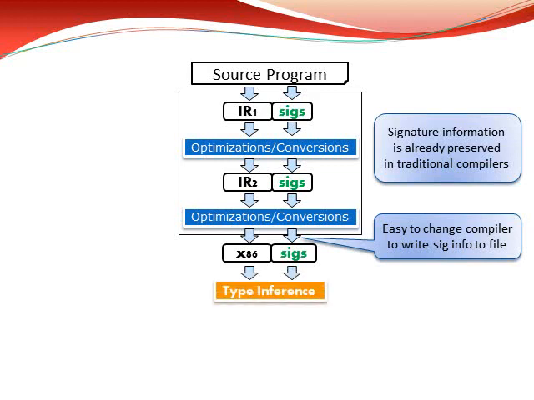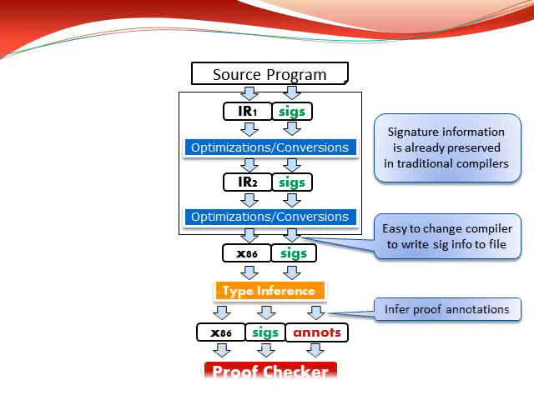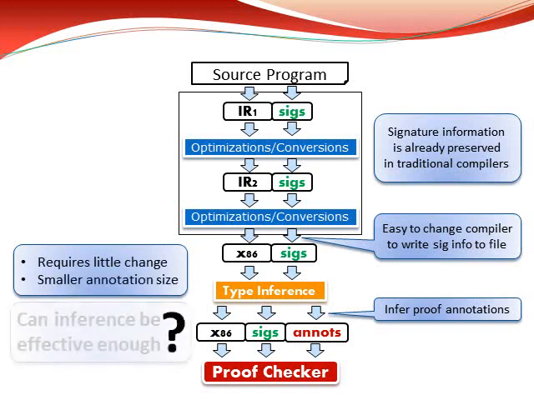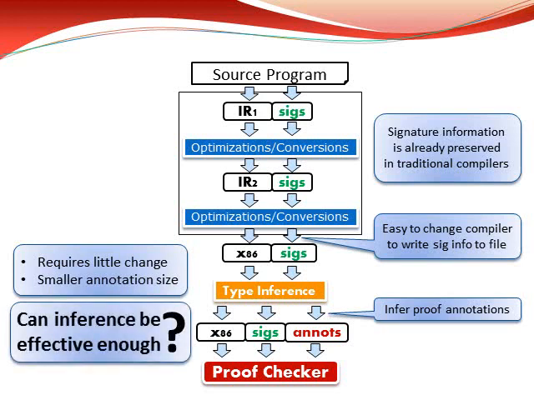Our idea then is to simply add type inference to infer the missing proof annotations, which can then be handed off to a proof checker for verification. This requires little change to existing compilers and also makes the x86 have a much smaller annotation size. The big question then is, can inference be effective enough to pull this off?